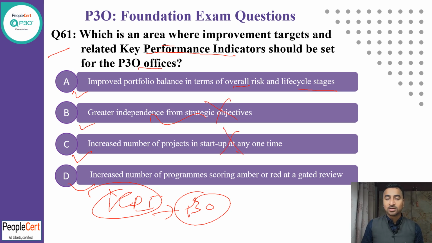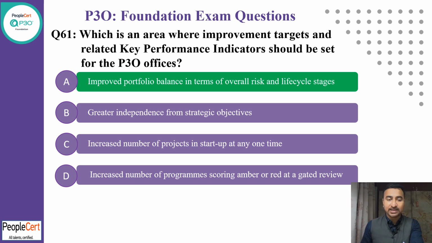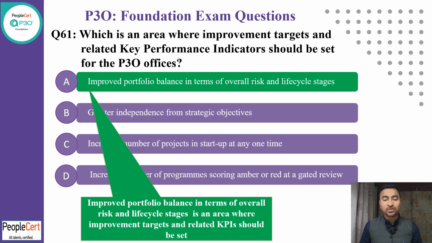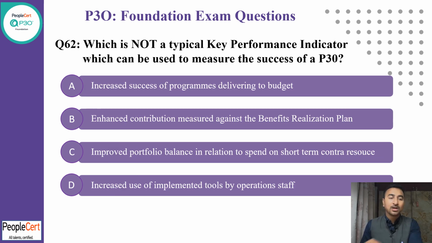So option A is left, where improved portfolio balance in terms of the overall risk and the life cycle stages. That should be the correct answer. Let's explore. Yes, that is the correct answer, and the rationale is already mentioned over here, so I'm not reading it for you. You can read that and answer in the examinations as well. So let's move to the next question.